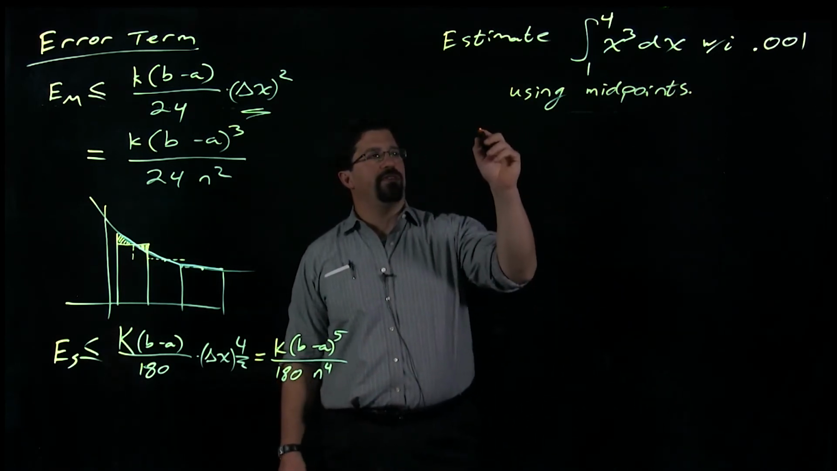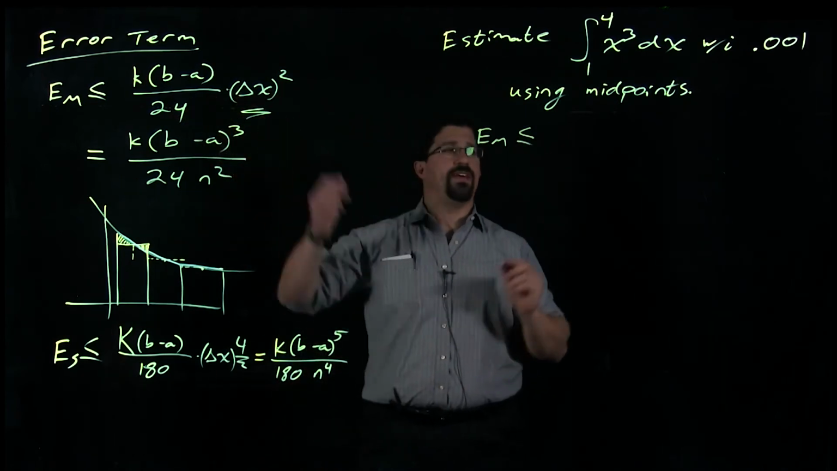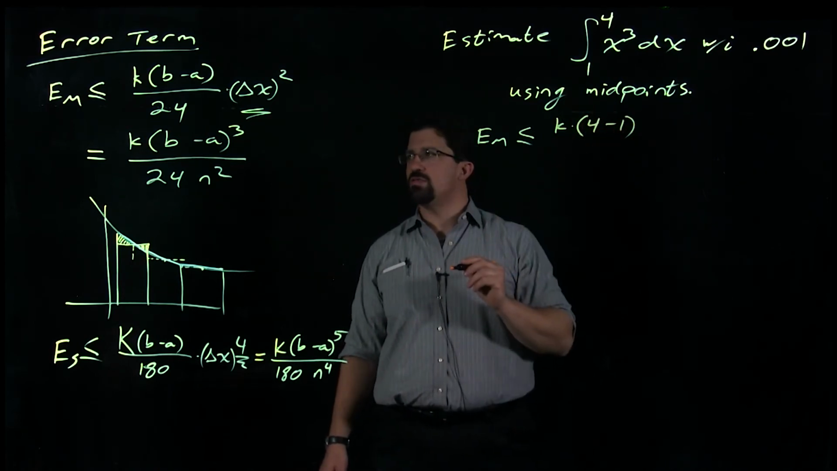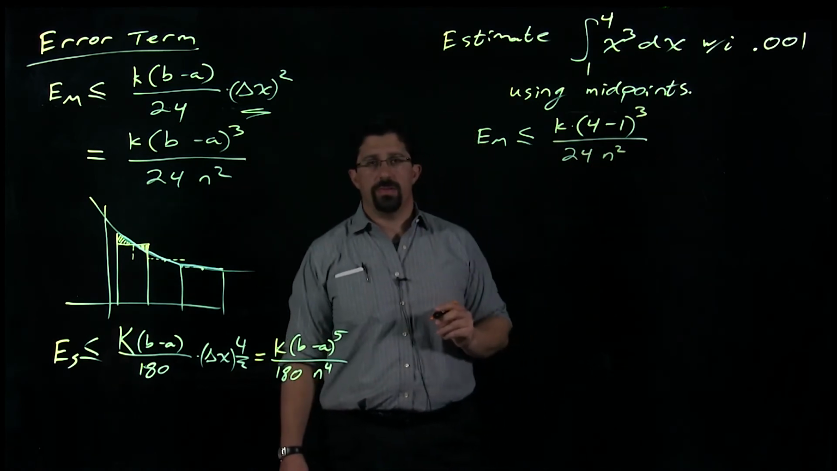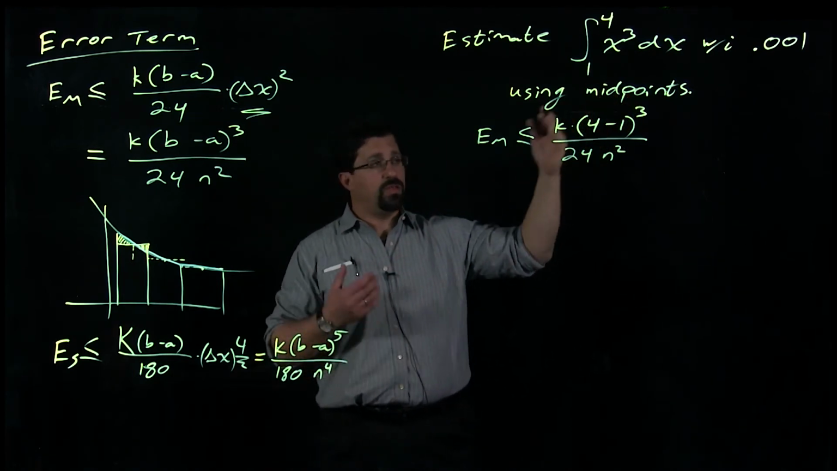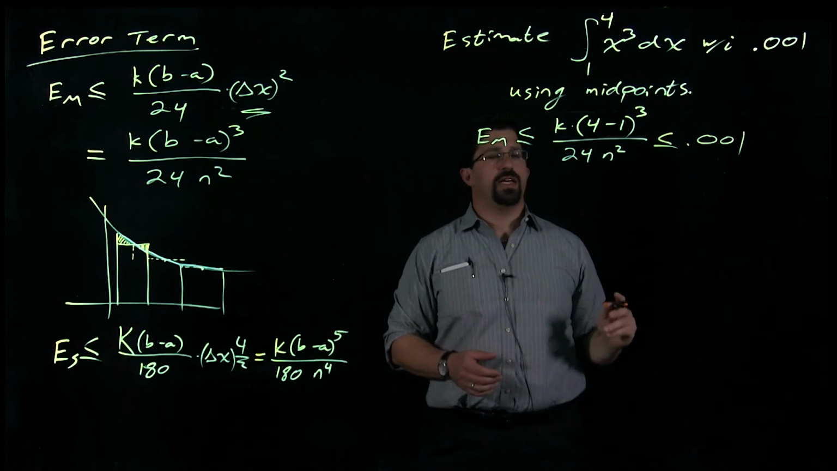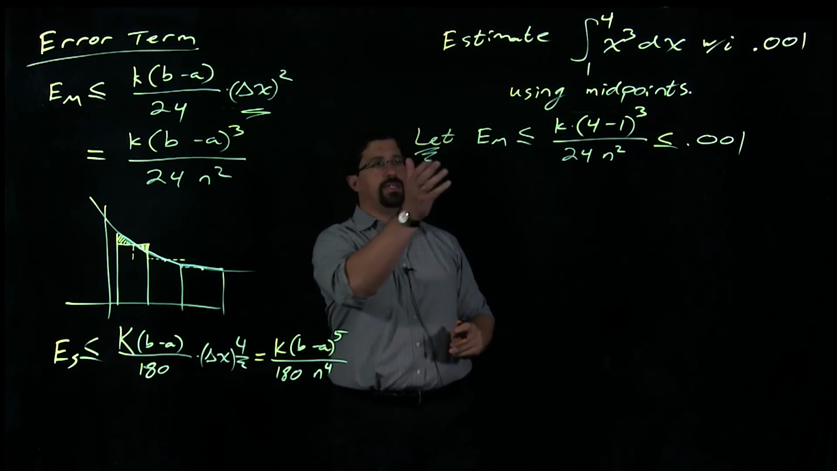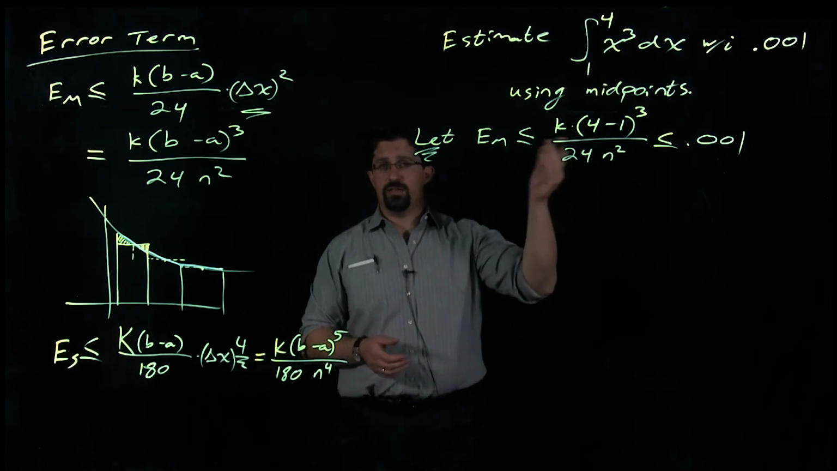So we have that the actual error is less than or equal to this value over here, k times (b minus a), that's 4 minus 1, cubed over 24n squared. If this is less than or equal to 0.001, then we know that the error has to be less than or equal to 0.001. And so we set it up this way. If we're setting it up, we tell people, let the error be less than or equal to this. And now we want to find out for what values of n this is going to be true.